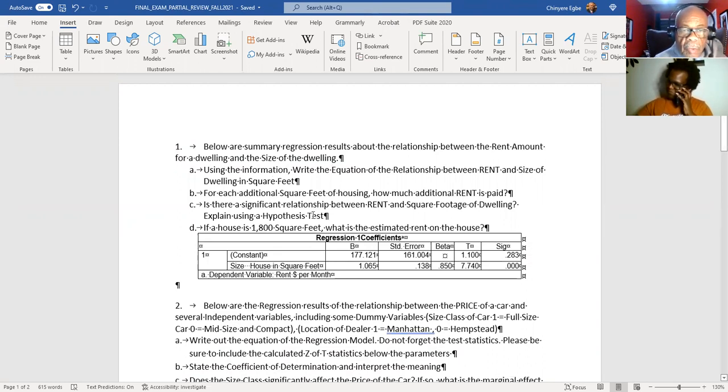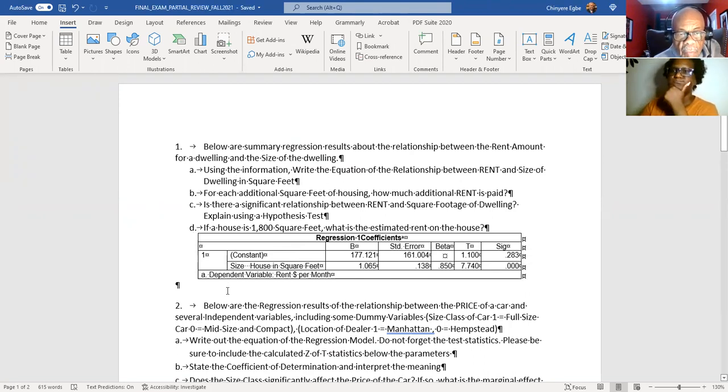So let's look at a question like this number one, and let's go through what I expect you to do. Question number one says: below is a summary of regression results about the relationship between rent and size of dwelling. You will have a table like the one that I have here, which is a printout from SPSS, and it says write the equation of the relationship between rent and size of dwelling in square feet.